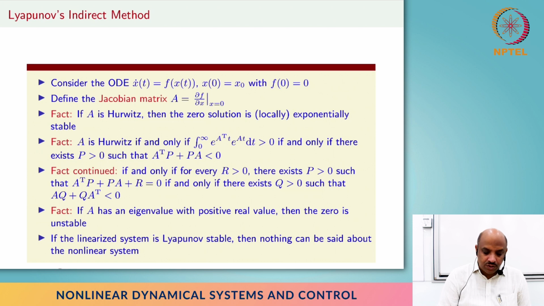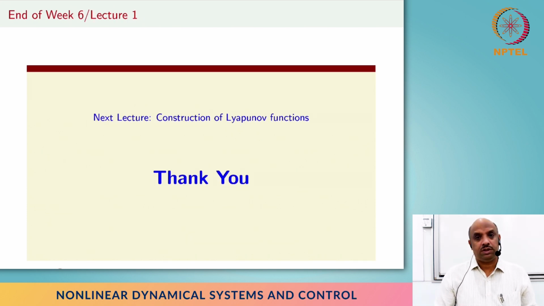But anyway, if eigenvalues have any positive real part, then automatically we can conclude that the zero solution is unstable. So we have these two extremes. Through linearization, one can show either exponential stability or instability, but nothing in between. Unfortunately, one cannot conclude anything about the nonlinear system if the linearized system is Lyapunov stable, and even vice versa, right? So that's the summary.